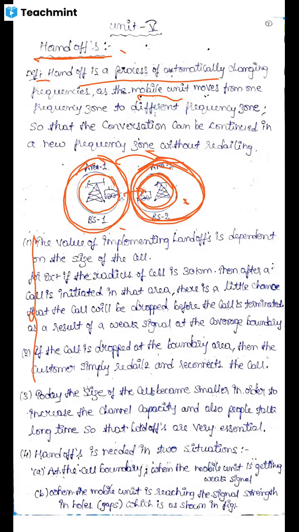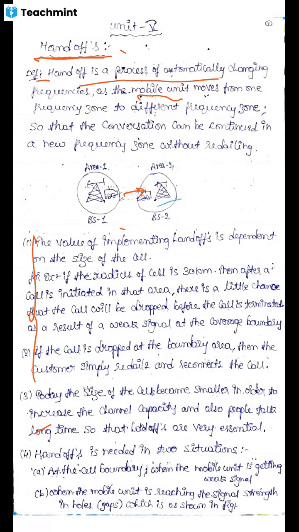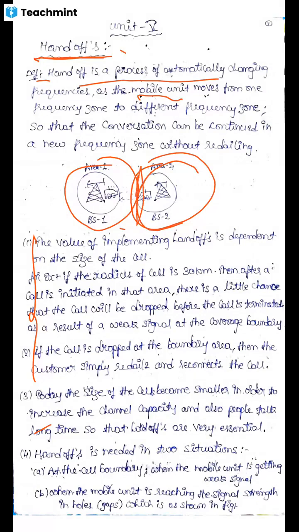Coming to the fourth point, handoff is needed in two situations. What are the two situations? The first one is at the cell boundary. At the cell boundary, handoff is needed because the signal strength of the mobile unit decreases, and there the mobile unit should connect with the new frequency zone in the next base station. So handoffs are needed in cell boundary conditions, when the mobile unit is getting a weak signal.